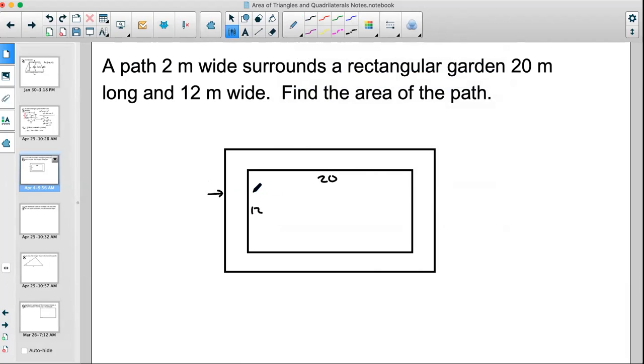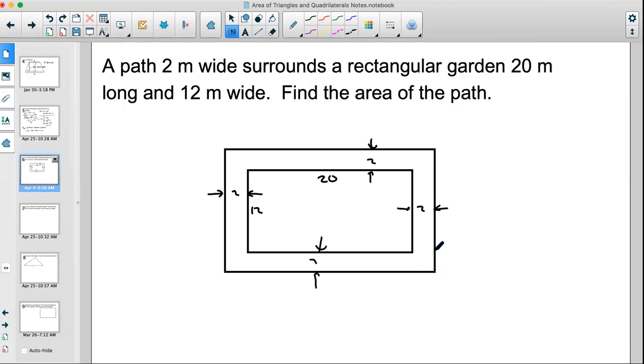Like this distance here is 2 meters, and this distance here is also 2 meters, and this distance here, also 2 meters, and this distance here, it's 2 meters all the way around. So it's a nice garden with a nice wide path for strolling. The question is, find the area of the path, just the path.